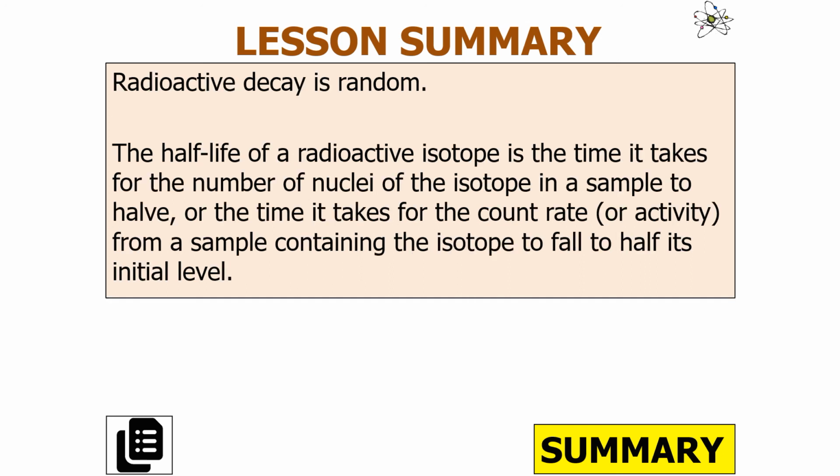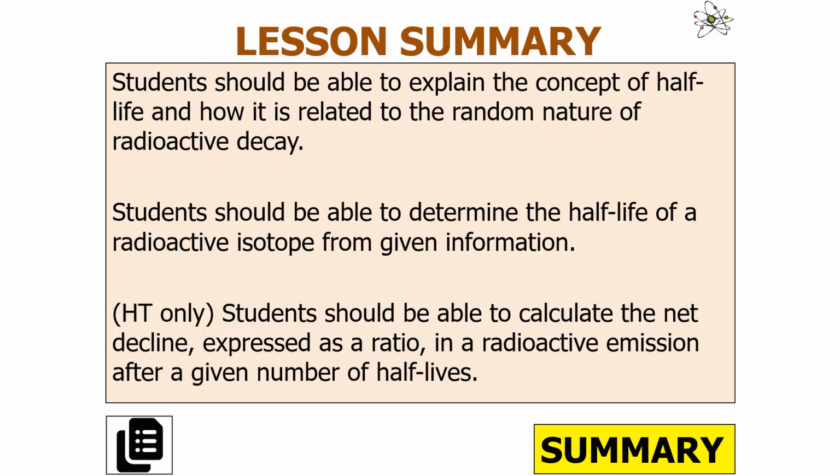Radioactive decay is random, and the half-life of a radioactive isotope is the time it takes the number of nuclei of the isotope in a sample to halve, or the time it takes for the count rate or activity from a sample containing the isotope to fall to half its initial level. You should be able to explain the concept of half-life and how it is related to the random nature of radioactive decay, and should be able to determine the half-life of a radioactive isotope from given information, including carrying out a calculation.